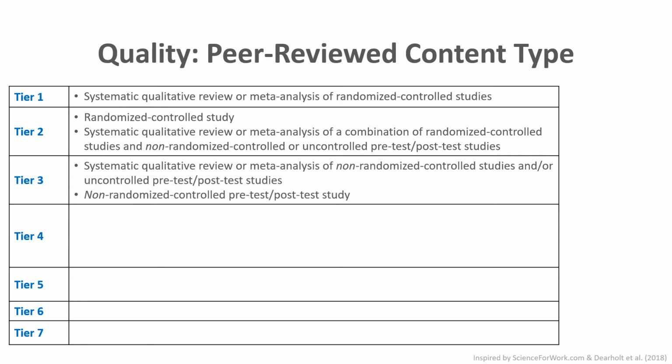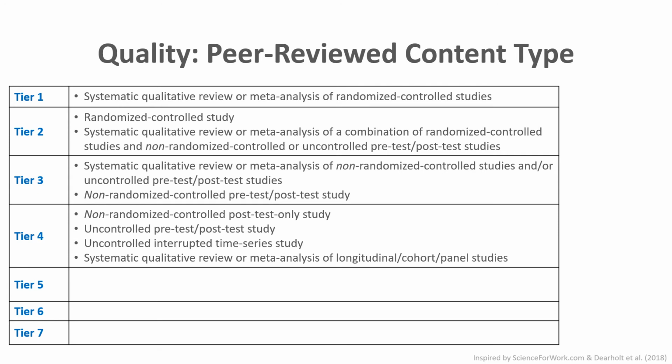Tier 3 is going to be the next step down, and this is going to include systematic qualitative reviews or meta-analyses of non-randomized controlled studies and/or uncontrolled pre-test, post-test studies. It also includes non-randomized controlled pre-test, post-test studies themselves.